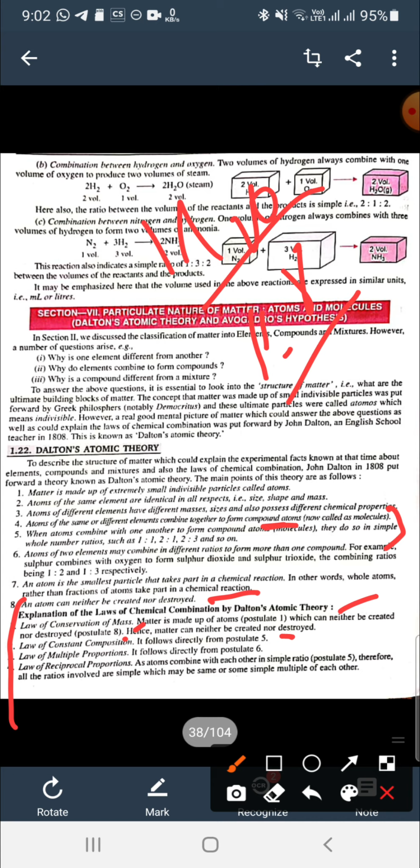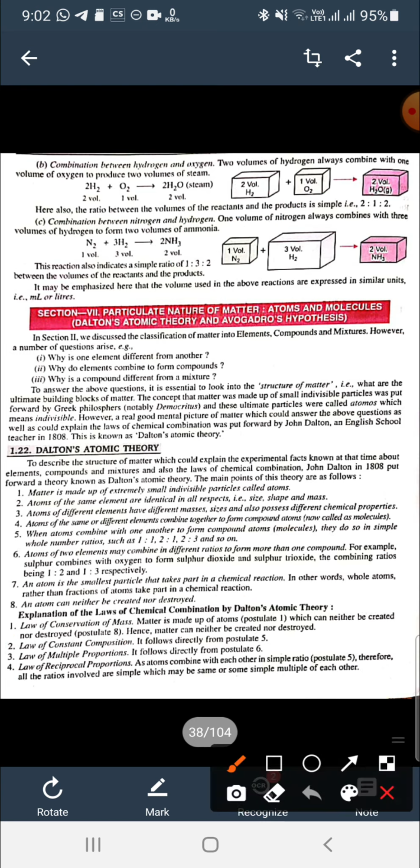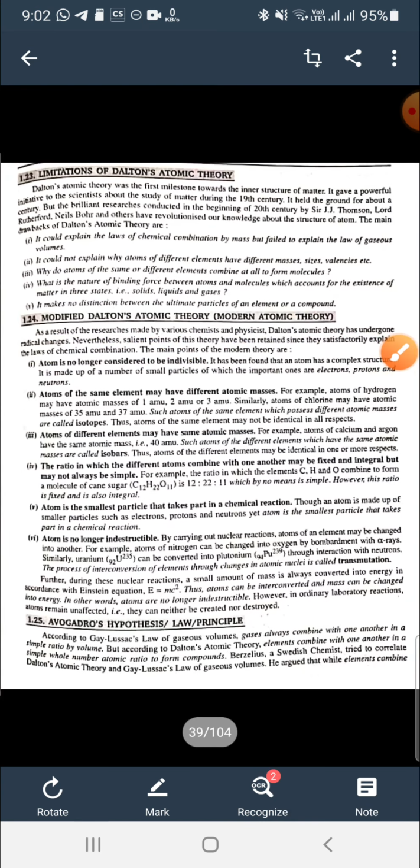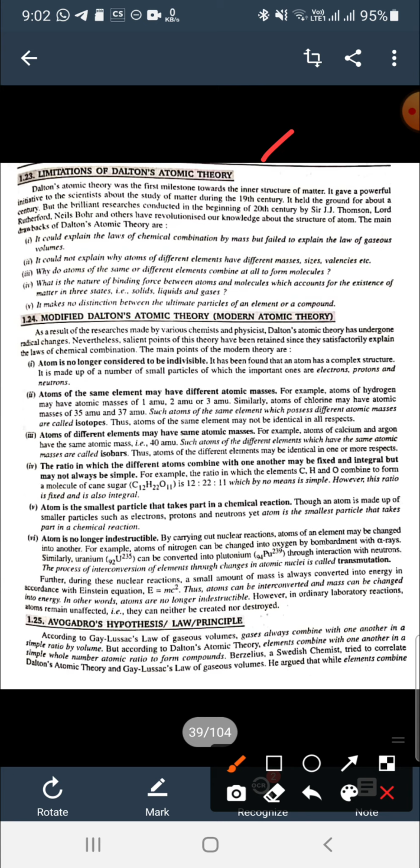So the law of reciprocal proportion, postulate 5, as I already told you, is also related to the law of reciprocal proportions. So this is the Dalton atomic theory, which also explains some laws of chemical combinations. Limitations: if something has advantages or postulates, it also has some disadvantages. So we study the disadvantages or limitations of Dalton atomic theory.